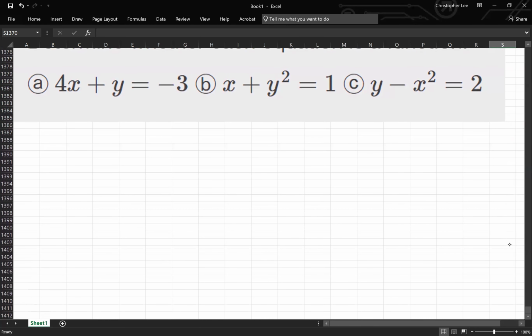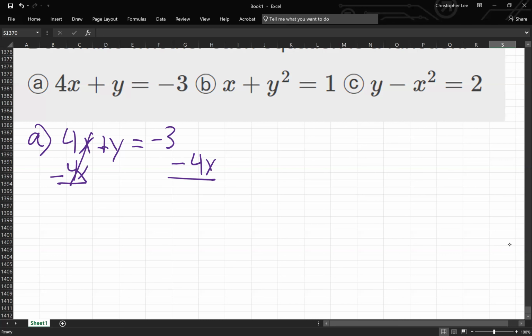So for A, I have 4x plus y equals negative 3. All I'm trying to do is solve for y. So to solve for y, we subtract 4x from both sides. What you do to one side, you have to do to the other. So now what do you have? y equals negative 4x minus 3. Is there one y here? Yes, so this is a function.